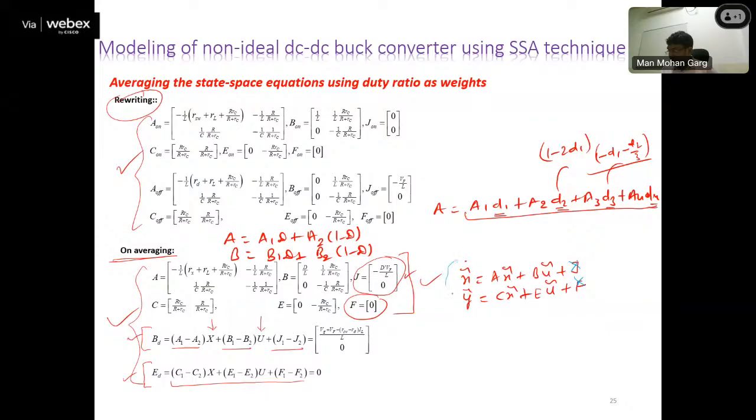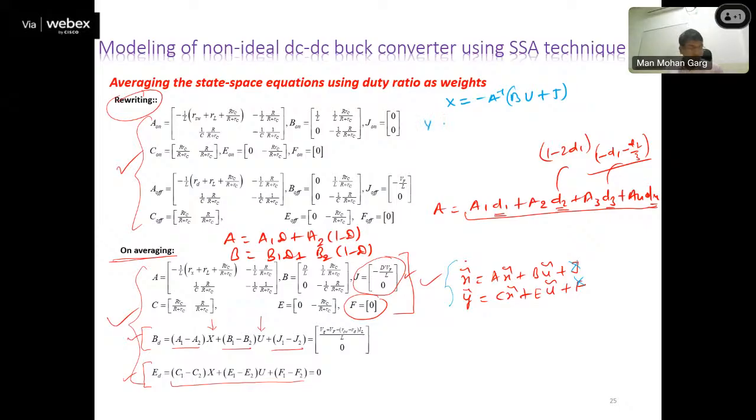J and F are not present in this X and Y, but they are present when you are calculating the steady state values. Their impact will be on steady state values only, not on this. Why so? If you simplify this model, then your X will be minus A inverse BU plus J. Earlier when J was 0, then it was minus A inverse BU.